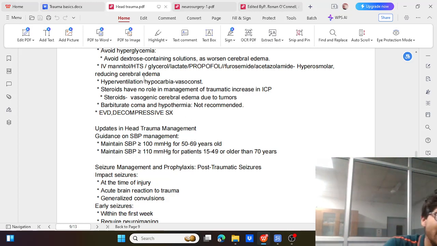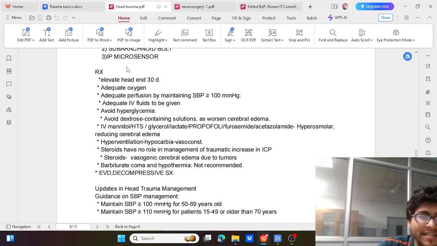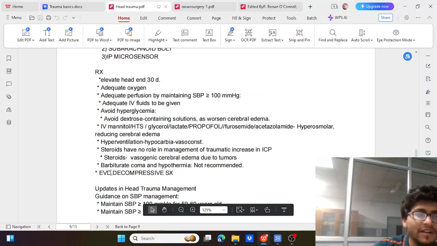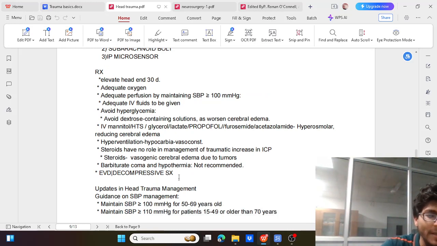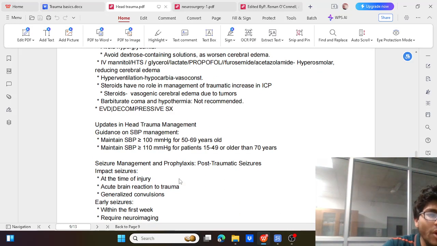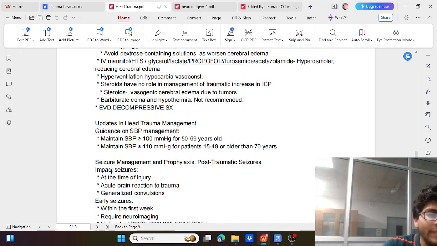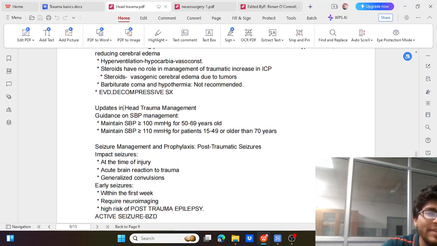And even if after all these interventions we are not able to manage the ICP, then we have to go for external ventricular drainage or a decompressive surgery in the form of burr hole or craniotomy. So this was all about head injury. Now we'll just go through some updates in head injury.